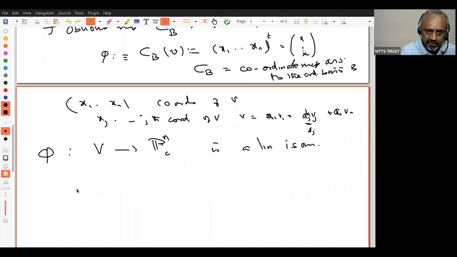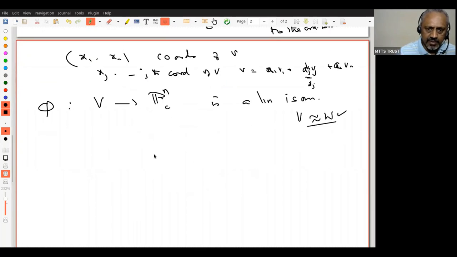We had already seen it. Do you remember? If V and W have the same dimension, we have seen V is isomorphic to W. We had already seen this, but we are giving a very explicit isomorphism here with R^n. So what is it that I have to check?